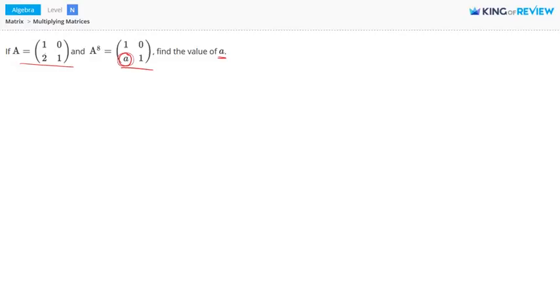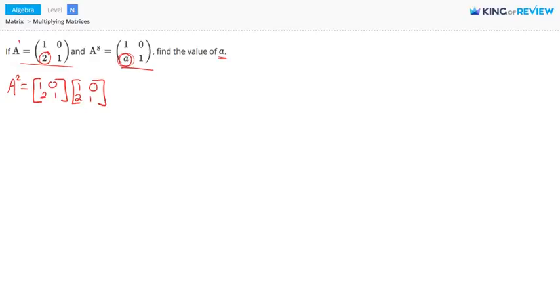So let's look at A to the power of 1. Well, that's this matrix here, and it has a 2 in the lower left-hand position. Now let's look at A squared. A squared is the same thing as A times A, so we have matrix A times itself. So let's multiply this out to see what the product will be.